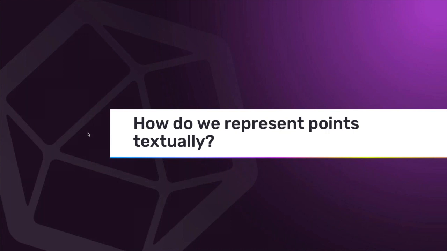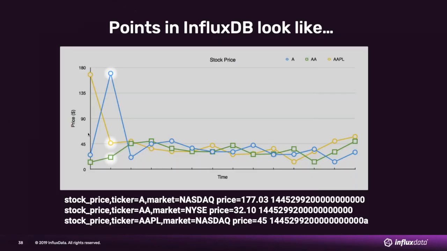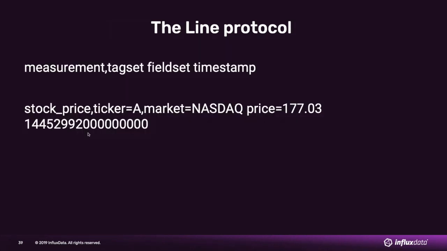So how do we represent points textually within InfluxDB? Points look like this, right? We've got our measurement, comma, our tag set. We have ticker A, comma, market, NASDAQ. And then we put a space there to separate and differentiate from our fields. The first field we're going against here is price equals $177.03. Another space, and we're pulling in that timestamp. If you look, all three of these rows are structured exactly the same, and that's called line protocol.